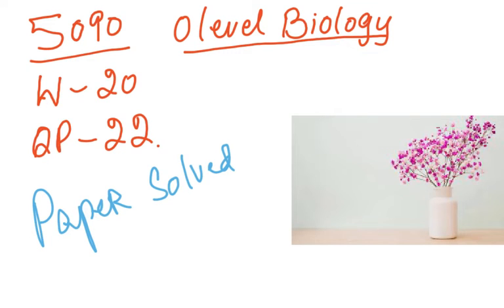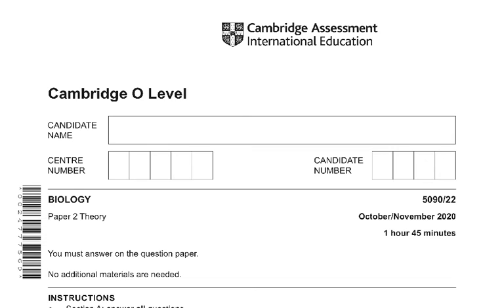Bismillahirrahmanirrahim. Today we do another paper of O-level biology, and this is a question paper 22, variant 22 for November 2020. As you can see, this paper is for 1 hour and 45 minutes, and we need to be very careful about this time period so that we can do all the questions in the specified time.